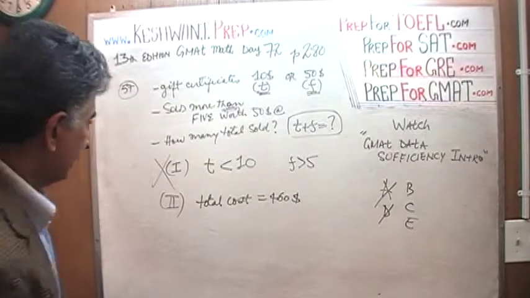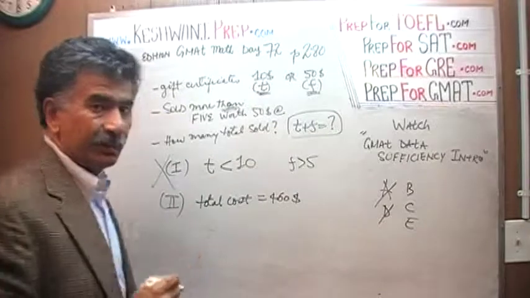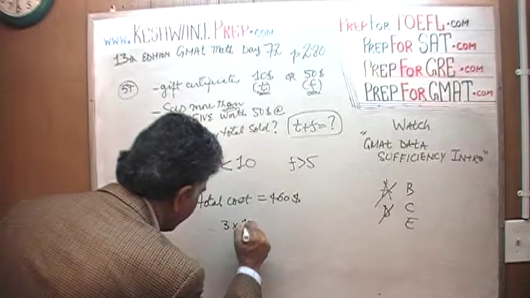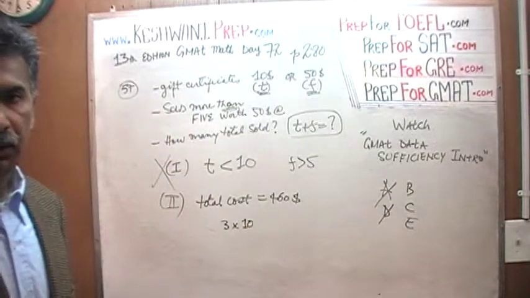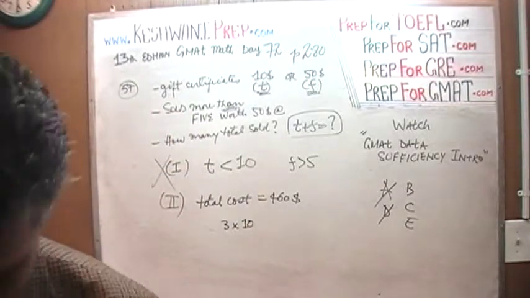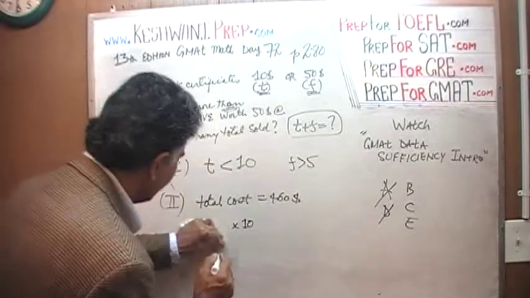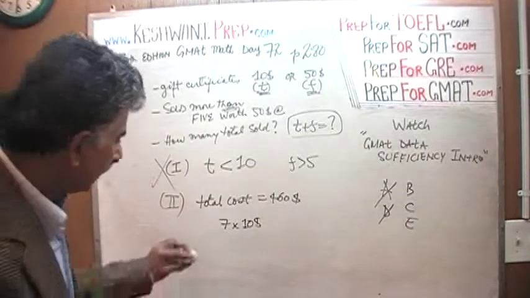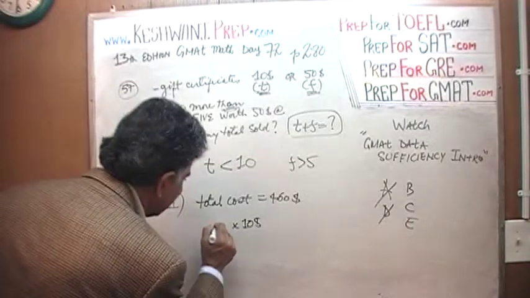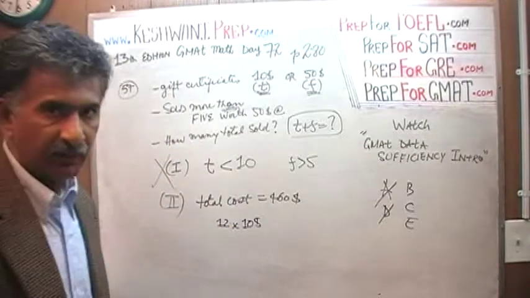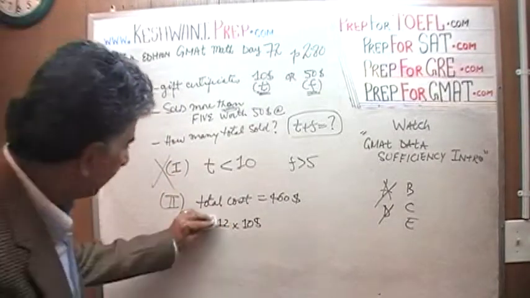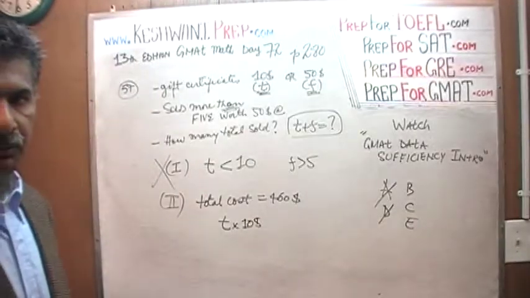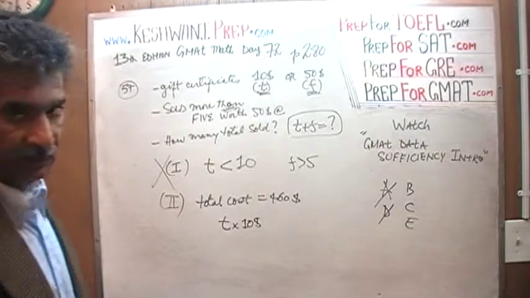Since T represents the number of $10 gift certificates, for example, if you sold 3 of the $10 gift certificates, then the amount spent on them would be 30. If you sold 7, the amount spent would have been 70. If you sold 12, it will be 12 times 10. Similarly, if you sold T $10 gift certificates, it will be 10 times T, or T times 10.